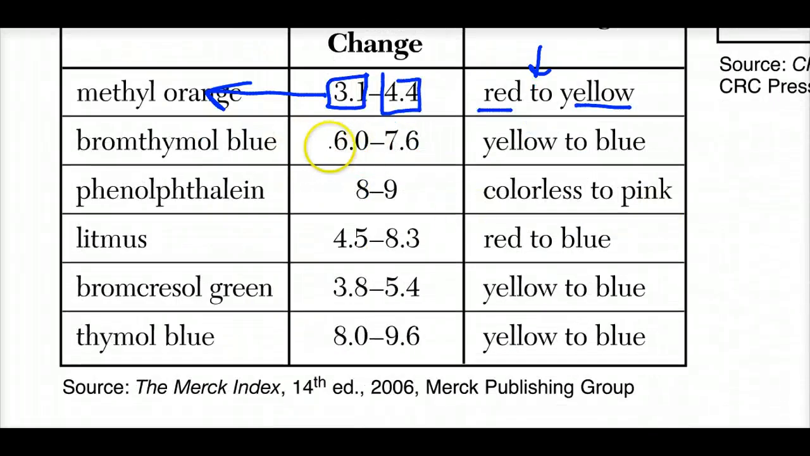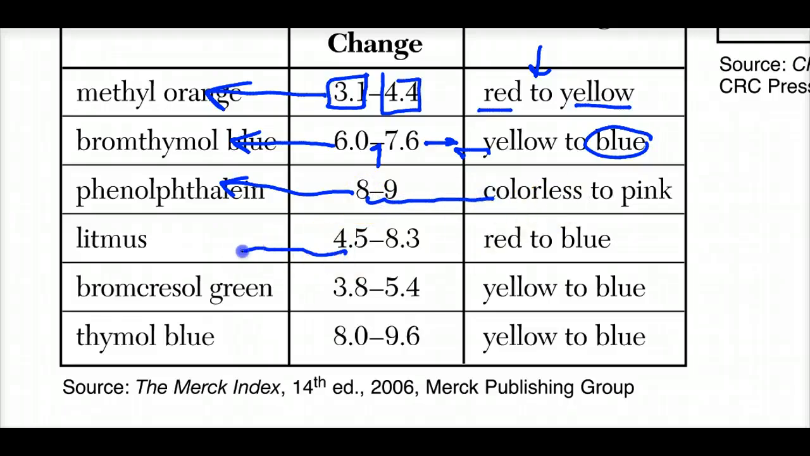Bromthymol blue, if I've got a pH of 3, which is less than 6, it's yellow. If I've got a pH of 8, it's above 7.6, it's blue. If I've got a pH of 7 or 6.8, it's probably green in between. Phenolphthalein is pretty much colorless below 8. Everything above 8 starts to get pink.